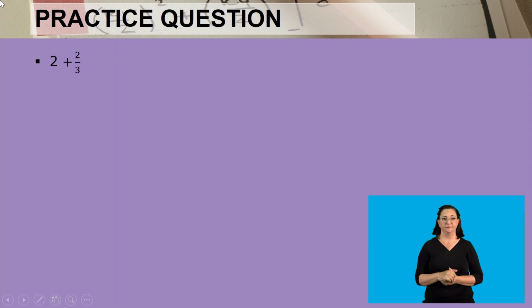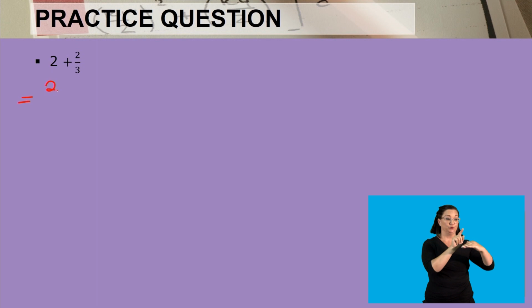And when we have a whole number with a common fraction, the first thing we need to do is to change the whole number to a fraction. Do you remember how to do that? That reminds us of the properties of 1. So if I am going to change the 2 to a fraction, I am just going to divide it by 1, because dividing by 1 does not change the value of our whole number.